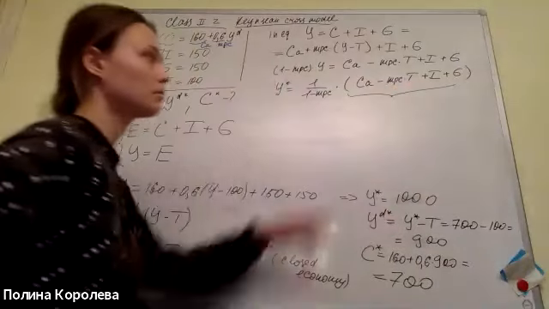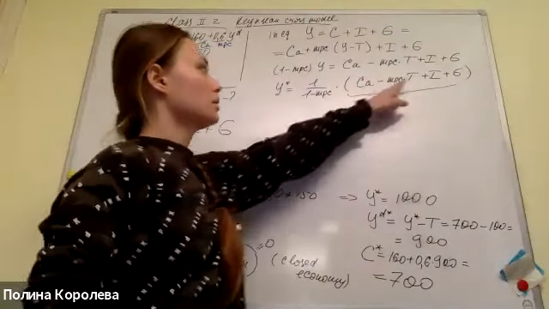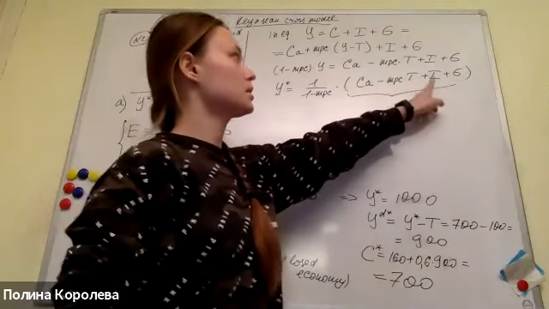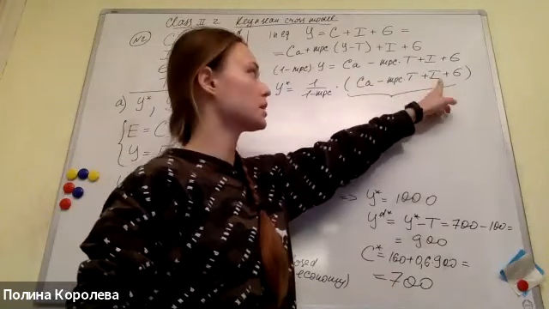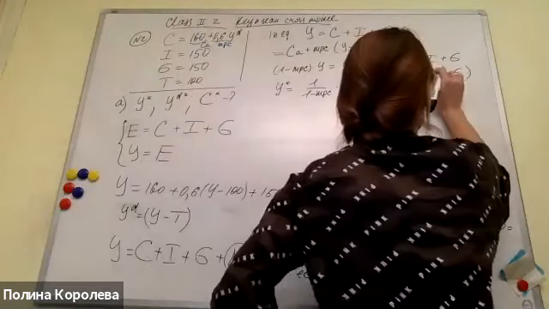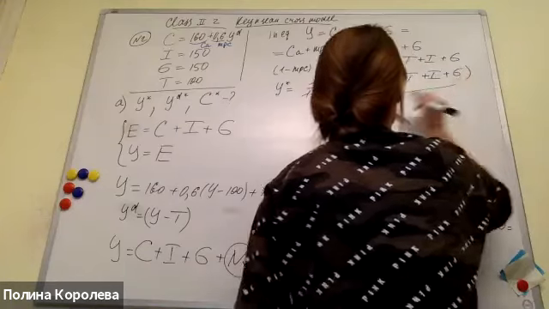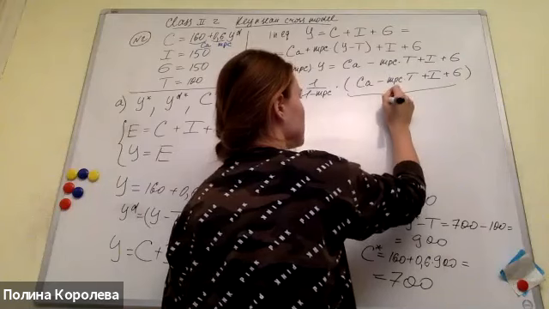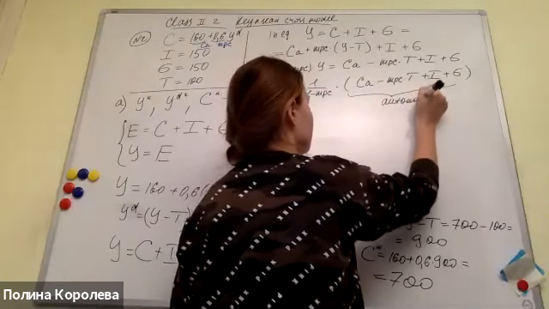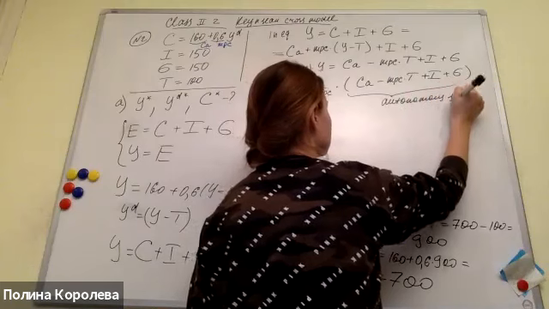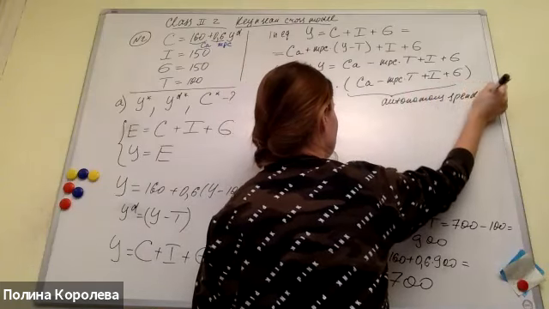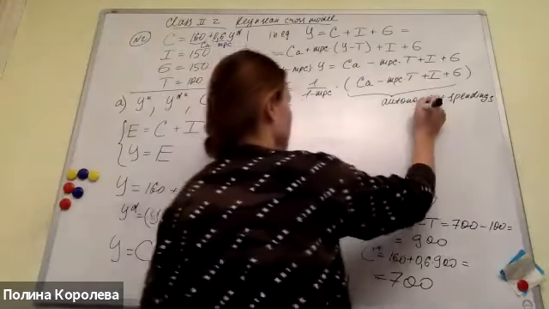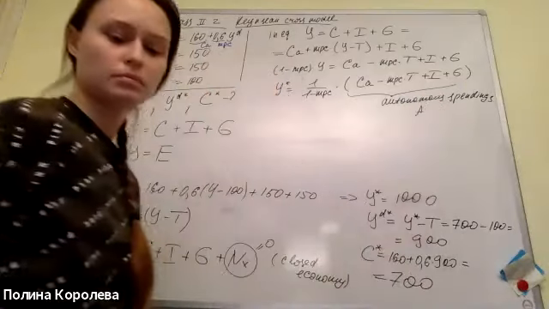These parts are all constant. Lump sum taxes, investments constant in our task, and government spending is also constant. So these, in brackets, are autonomous spendings. Let's call it, for example, A capital.